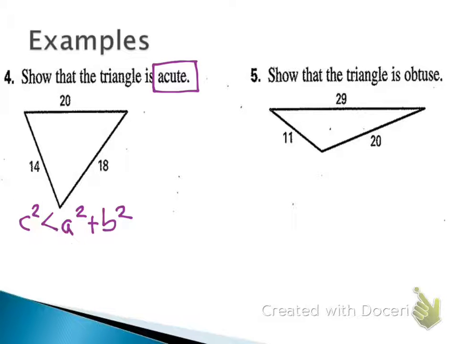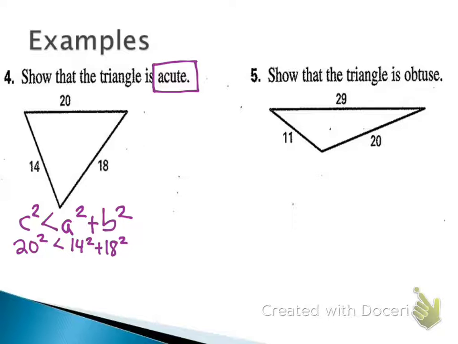Alright, so what goes in for C? C always has to be the longest. Alright, so I need the 20 over there, and then the 14, and the 18. So we just have to work it down to a level where we know that the C side is less than the A and the B side.